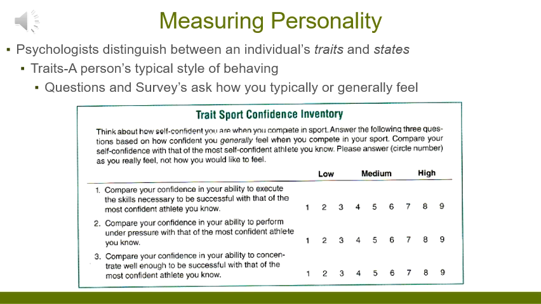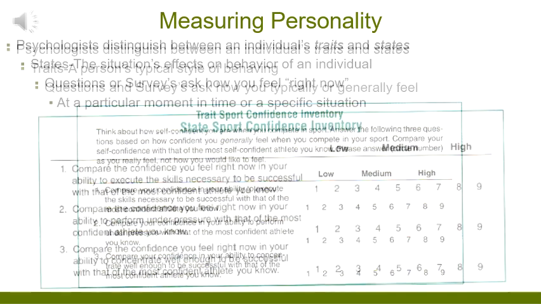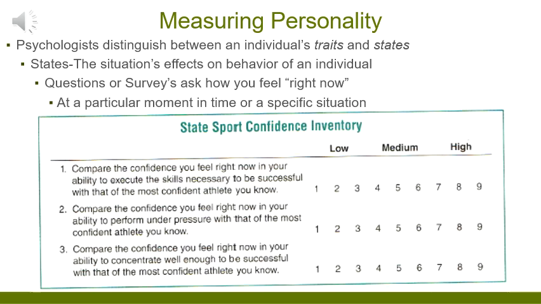Psychologists distinguish between an individual's traits and states. Traits are a person's typical style of behaving. Questions and surveys ask how you typically or generally feel. States are the situation's effects on the behavior of an individual. These questions or surveys ask how you feel right now, at a particular moment in time, or in a specific situation.